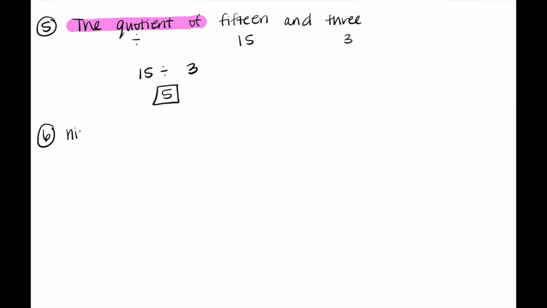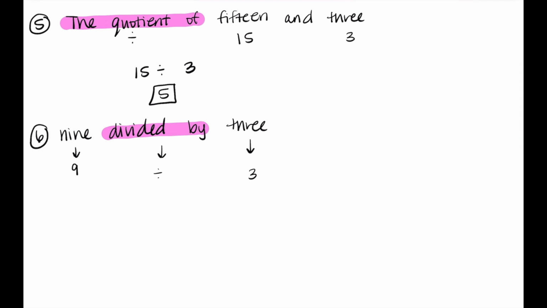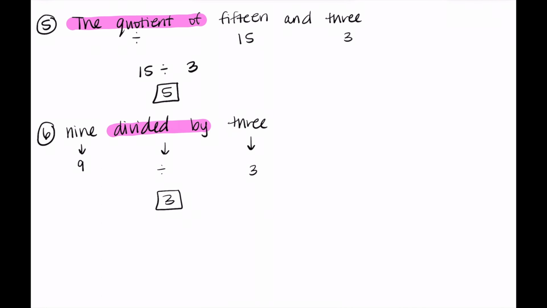Now we'll move on to number 6. Number 6 says 9 divided by 3. And this one we'll just translate straight down. 9 is just 9, 3 is just 3. Divided by is our key word here. We know that just means to divide. So we have 9 divided by 3, and we know that that just gives us 3. So our answer for number 6 would be 3.